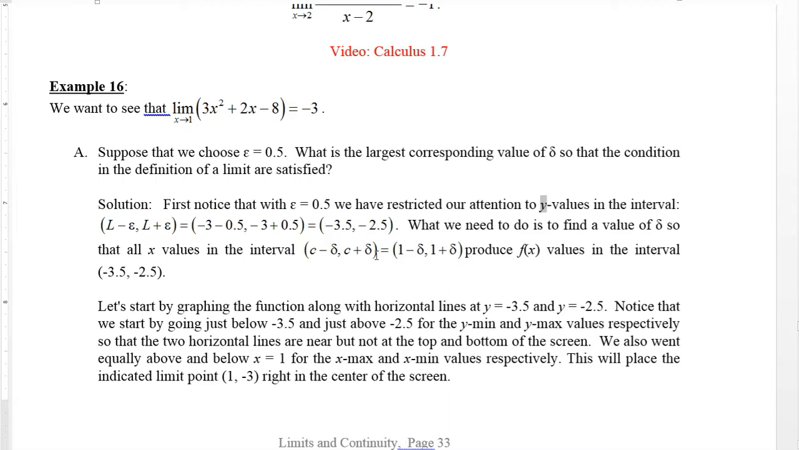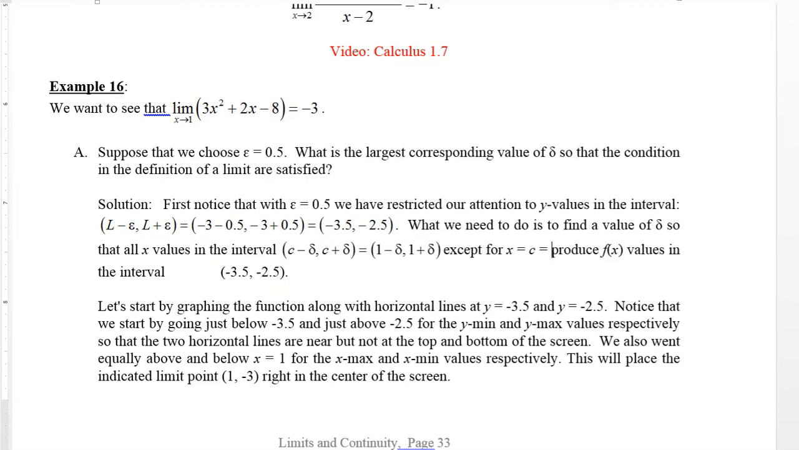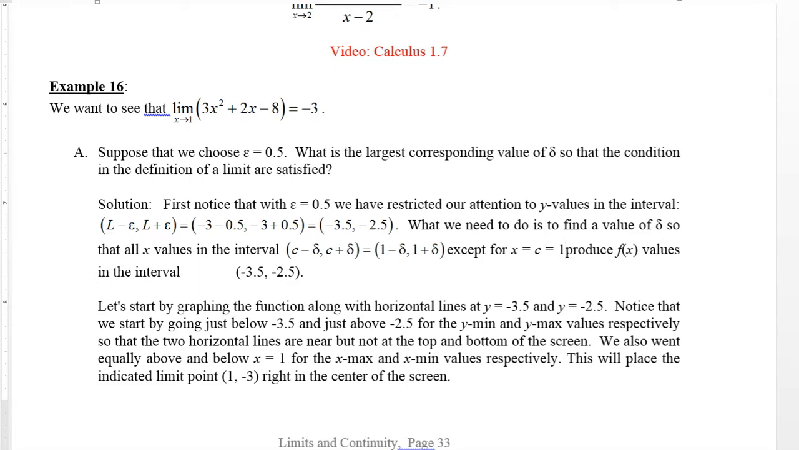So we want to use c minus delta to c plus delta. C is the value we're approaching, which is 1, so I'll plug that in for c. Notice that this interval has 1 right in the middle. We want all x values in that interval to produce f of x values in this other interval, except of course for x equals c, which is 1.